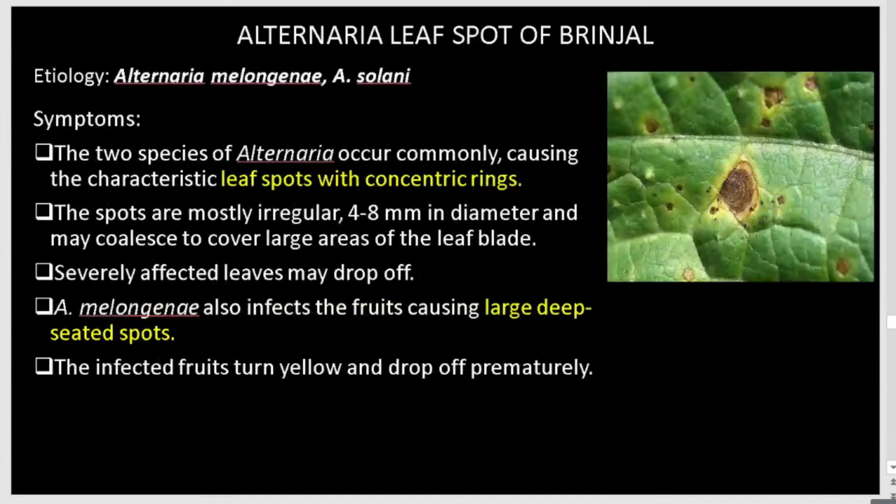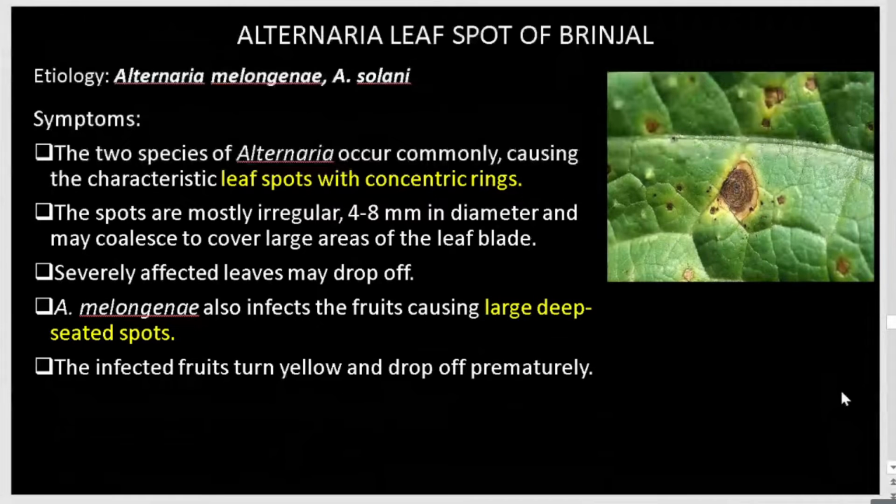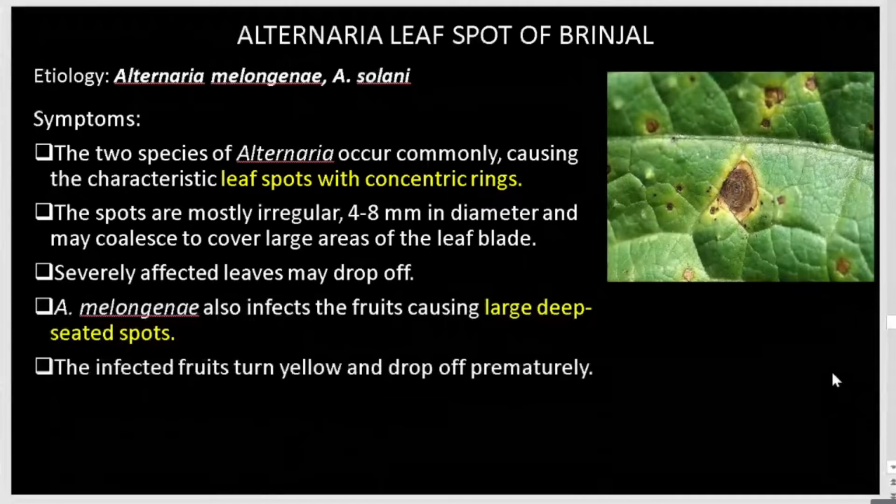Similarly, again, alternaria leaf spot of brinjal is seen in the fields. It is caused by two species of Alternaria, Alternaria melongena and Alternaria solani. Alternaria solani also causes early leaf spot or early leaf blight of tomato and potato, which we will be discussing in some other classes. In case of Alternaria infection, as you know, the symptoms are very similar in all of the crop species.